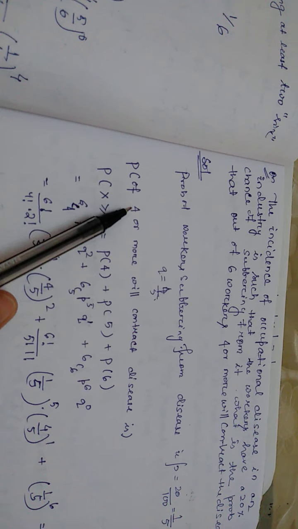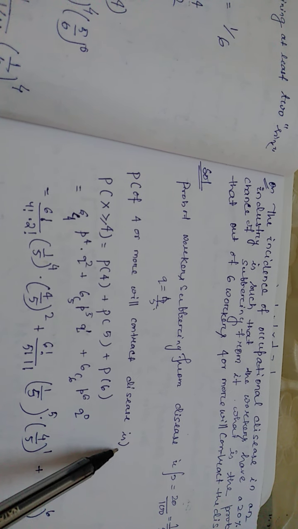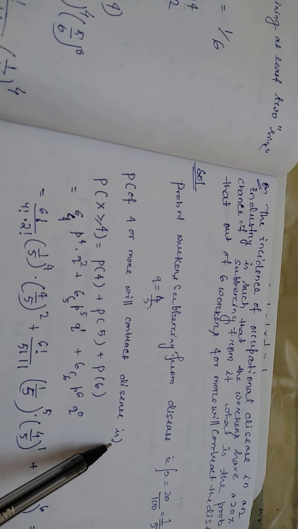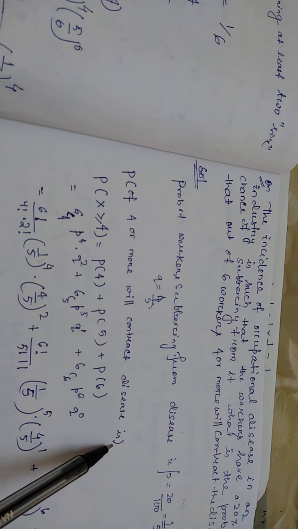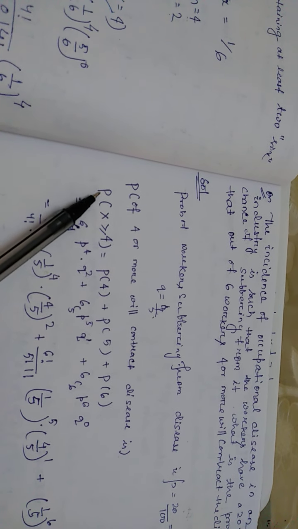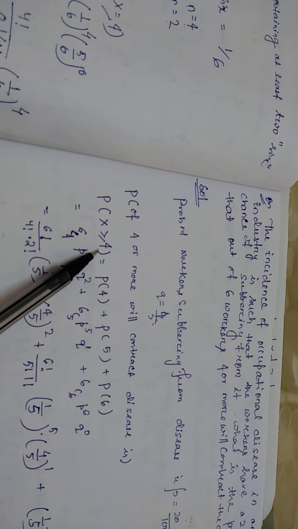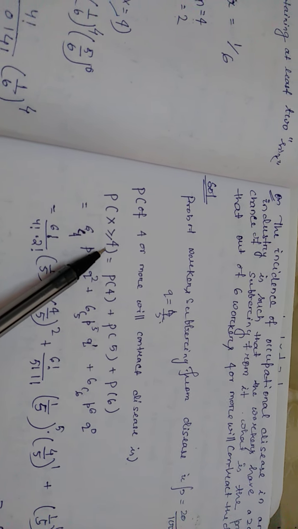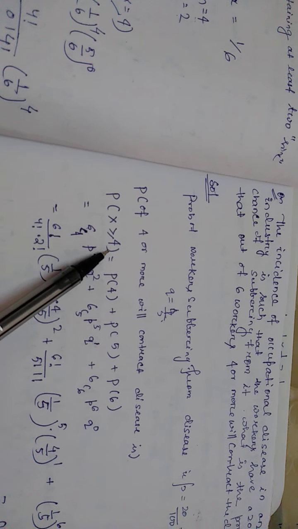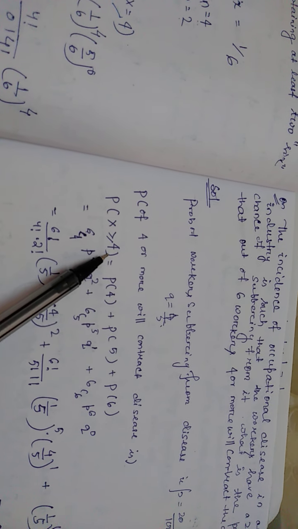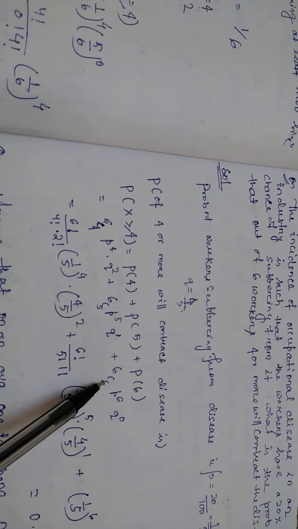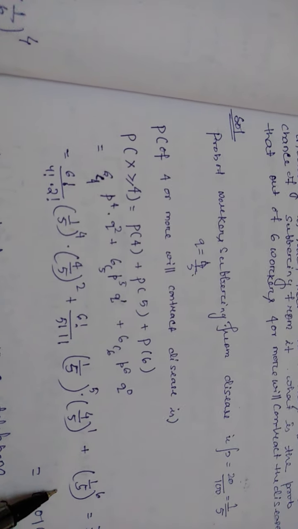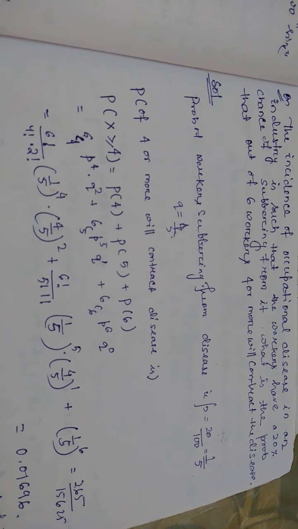So the probability that 4 or more will contract the disease. We are considering 6 workers, and 4 or more will contract. That means the probability of the random variable being greater than or equal to 4. That means out of 6 workers, either 4 are infected or 5 are infected or 6 are infected. In this way, now apply the binomial distribution and evaluate and find the answer.